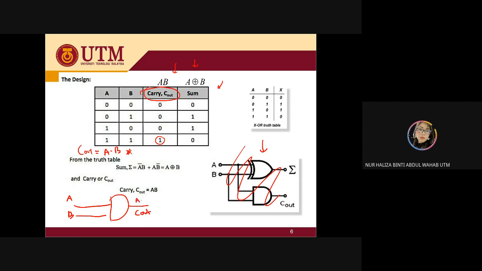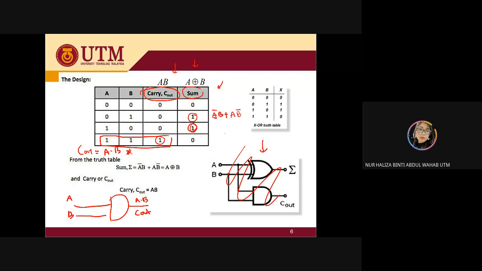C out is A dot B, following the truth table given here. And now let's see what the circuit is for our sum. The SOP for the sum is A bar B, plus another one, A B bar.